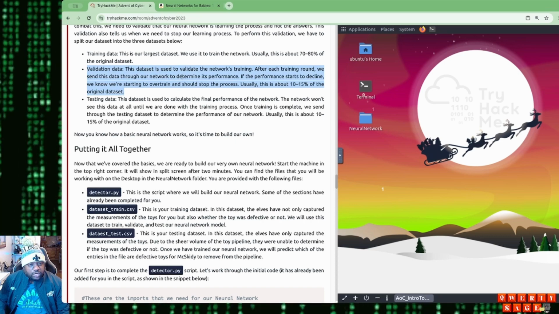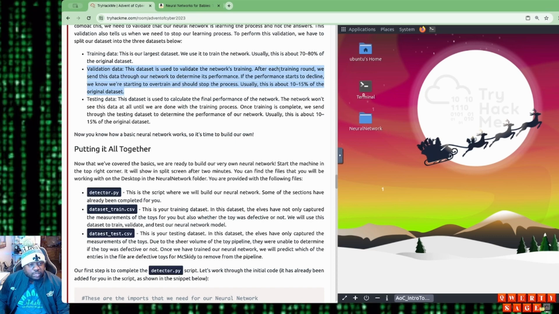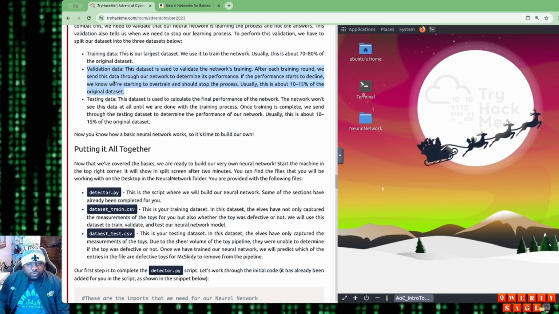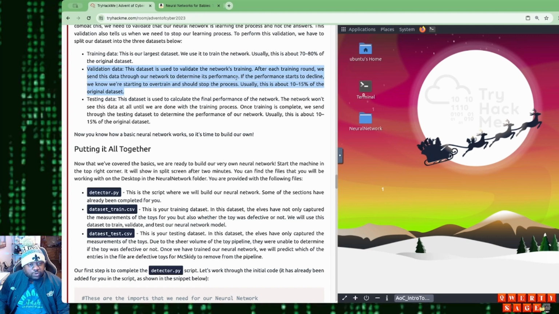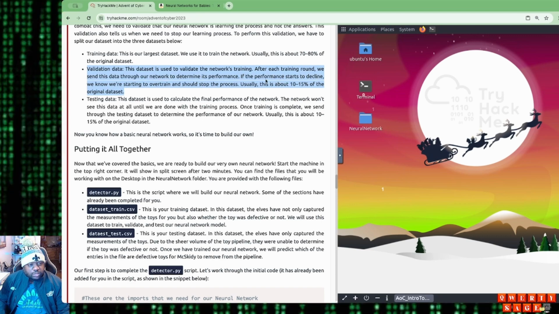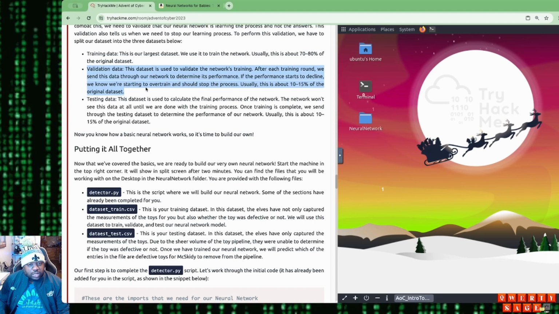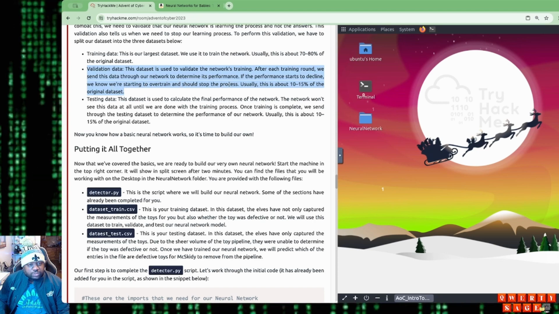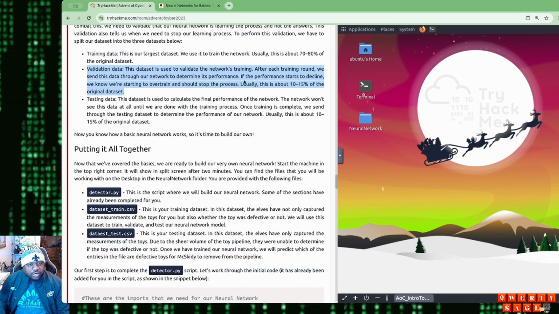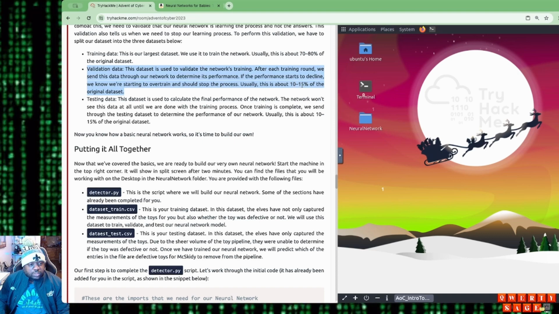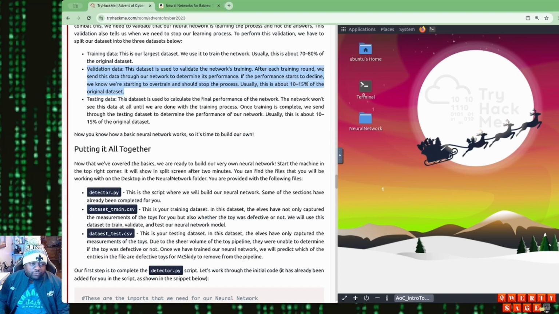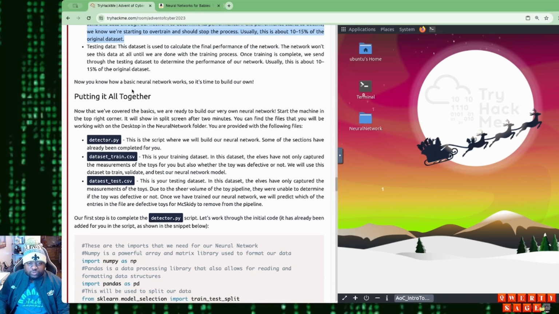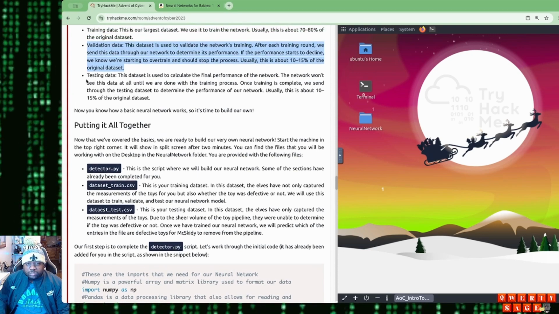We have validation. We use this to validate the training. After each training round, we send this data through the network to determine its performance. If the performance starts to decline, we know we are starting to overtrain and should stop. Usually this takes 10 to 15% of the original data set.